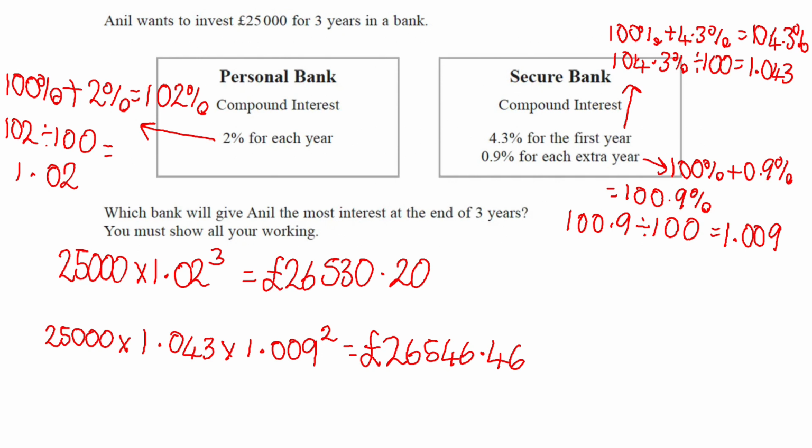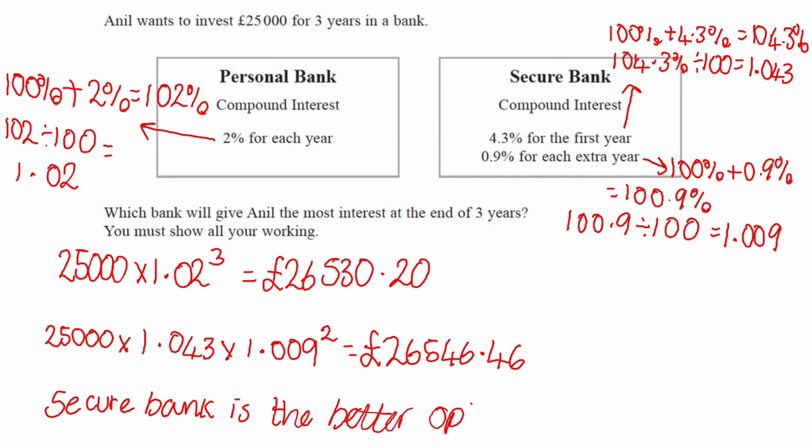So can you see here between the two amounts? The secure bank, you will gain more money. Now the amount of money extra that you will get, it's got a £16.26 difference. So then we just need to write a concluding sentence. Secure bank is the better option. And that is the question complete.